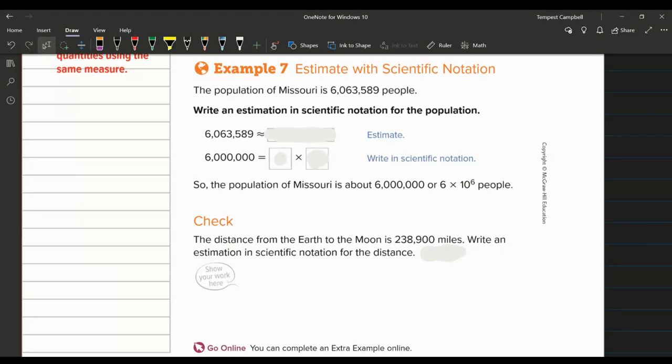All right, next example, we're going to estimate with scientific notation. The population of Missouri is 6,063,589 people. Write an estimate. So when we write an estimate, that just means I'm just going to say 6 million people. And so now in scientific notation, I have a 6, and then I move 1, 2, 3, 4, 5, 6, 10 to the power of positive 6, because my number was big. So let's check it. Yep, we got it.